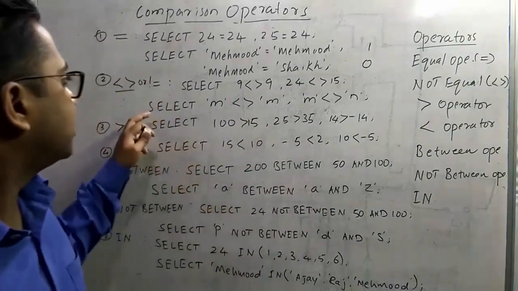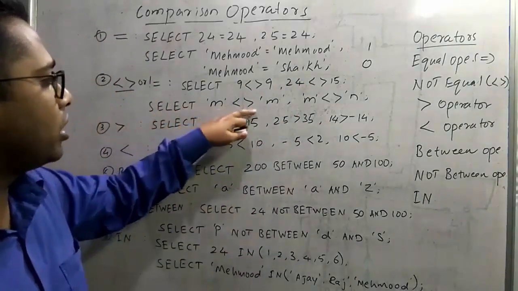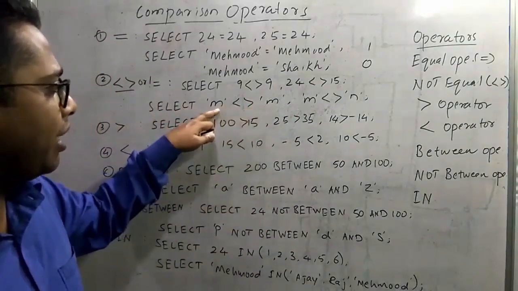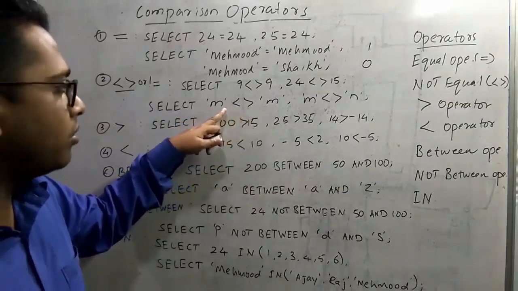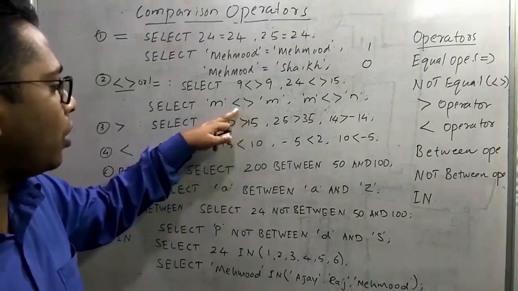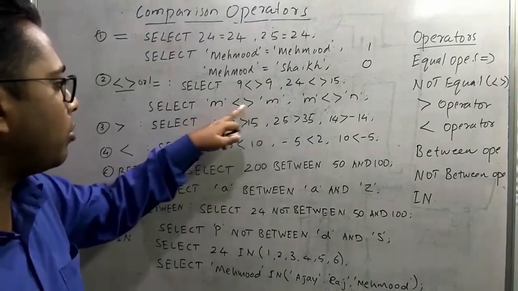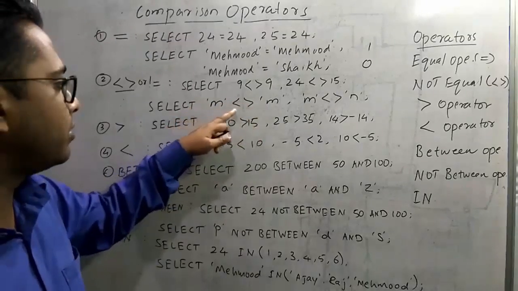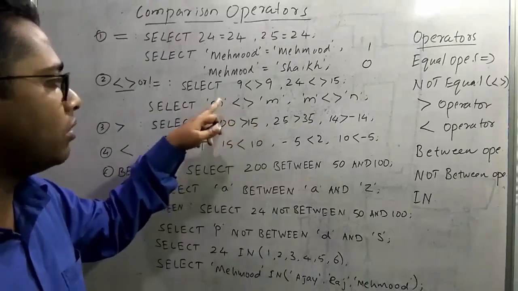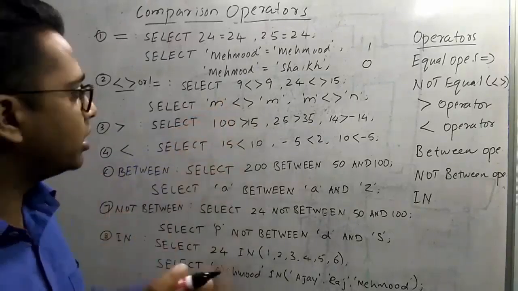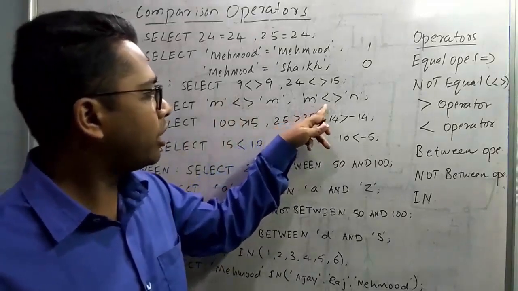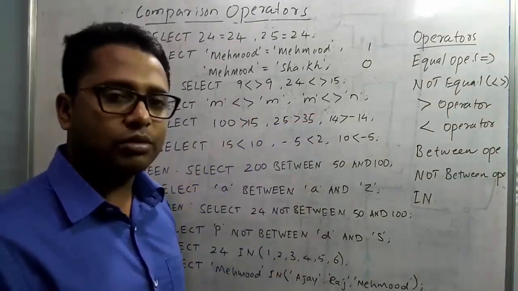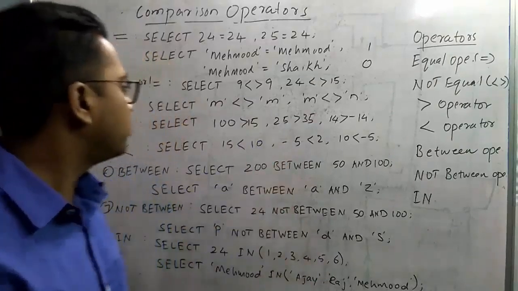Okay, so now the second one, select m is not equals to m. Here m is equals to m, that's why again this statement is also false, because we have taken not equals to, but both these operands are the same. So since we have taken not equals to, it will return a value of 0, because this entire statement is false. And here you can see m is not equals to n, which is true, that's why it will return a value of 1 or true.